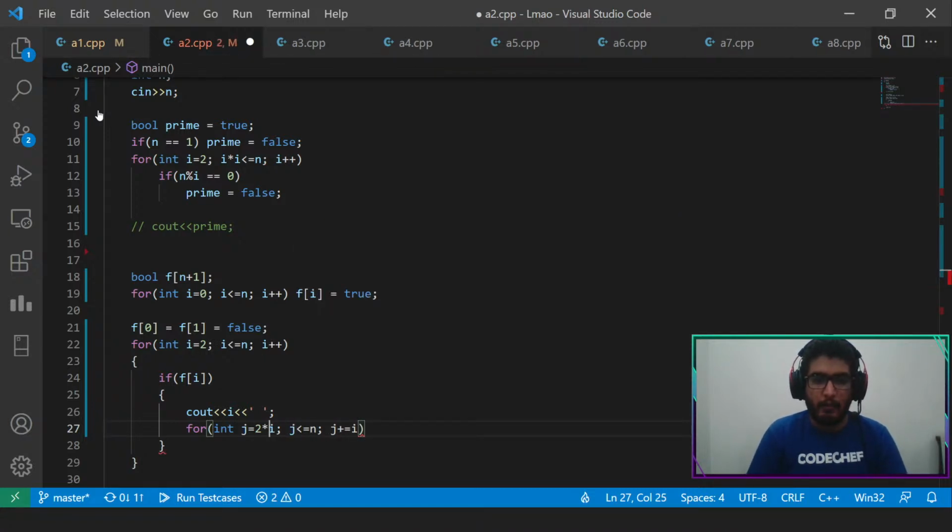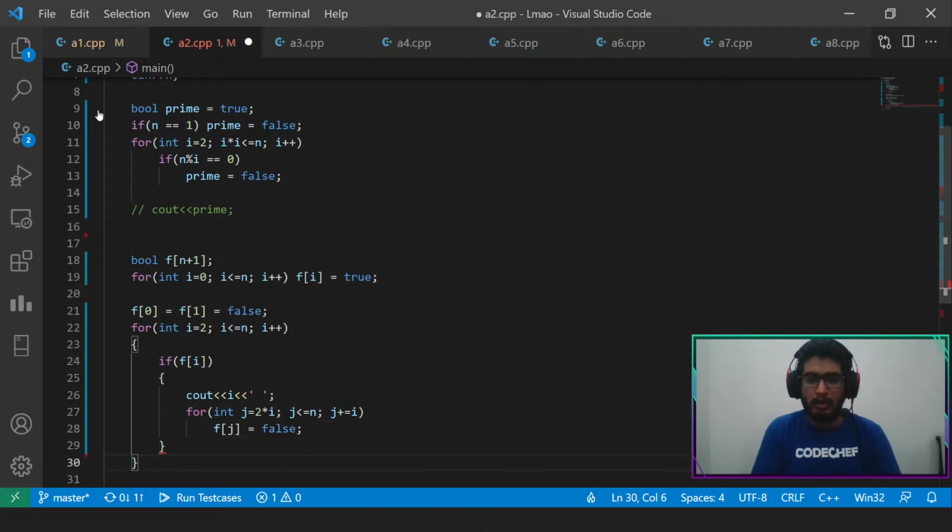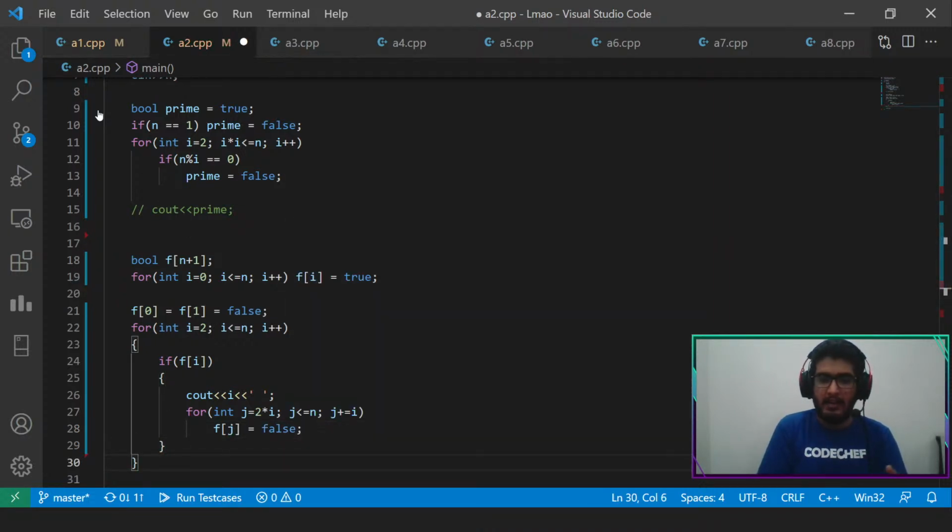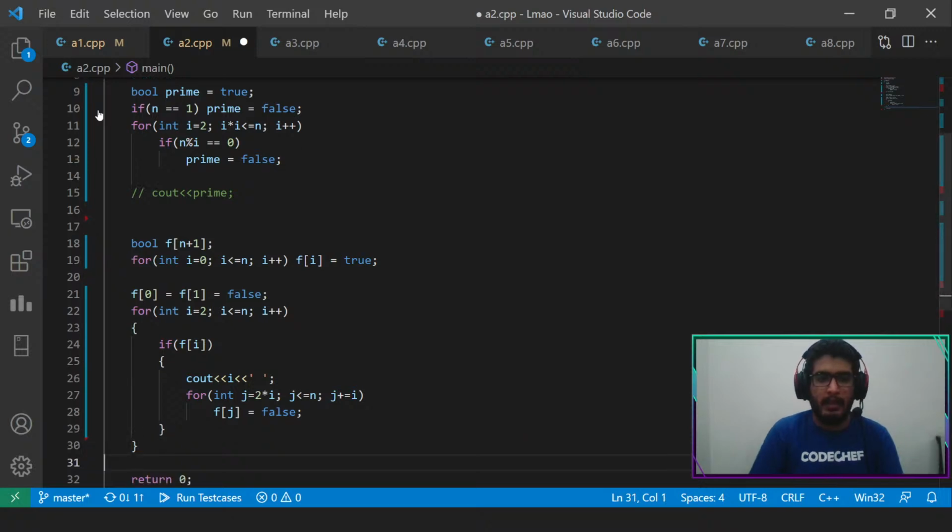So it would start from 2i, then it would add an i into it, so it would become 3i, 4i, and so on, up until it is less than or equal to n, and it would go over all of the multiples of i which are less than or equal to n. So for all those multiples, what I have to do is set f[j] equal to false. If they were false already, good enough. If they weren't, now they are false.